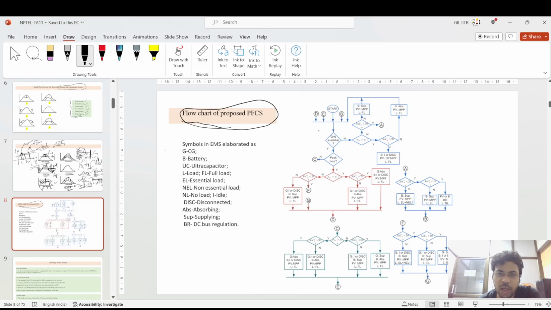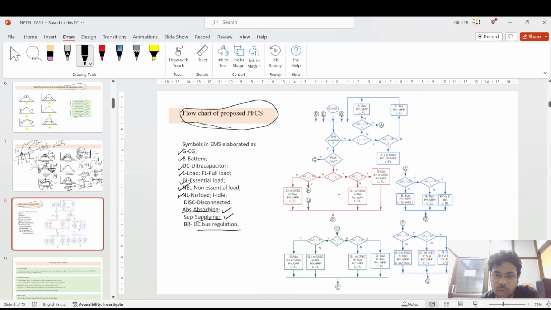Okay. So this is a flow chart of this proposed PFCS, which is explained in the NPTEL lecture itself. Here I only wanted to explain that you have multiple kinds of systems. You have generating sources, battery, ultra capacitors, and loads. Essential loads, non-essential loads, and the no-load or idle condition. And you are also absorbing power at a particular duration, or you are supplying it.